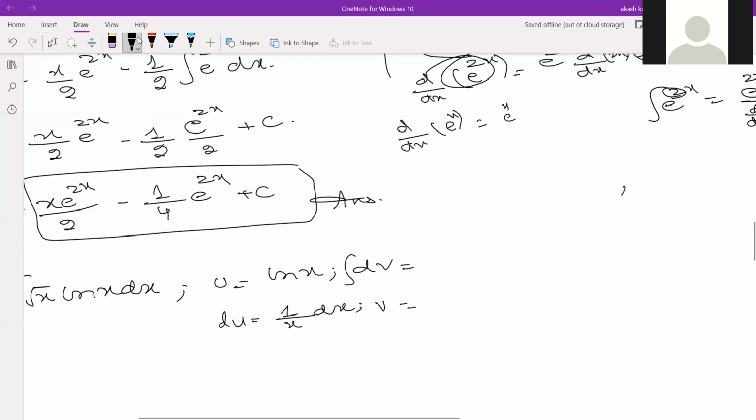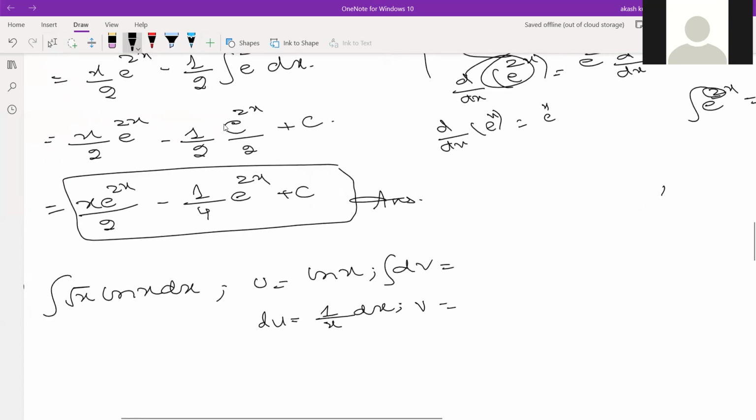They have given us that u should be ln x and dv should be square root x dx. Okay, then we find out that u is equal to ln x, so du is the differential of ln x, which is 1 over x dx.